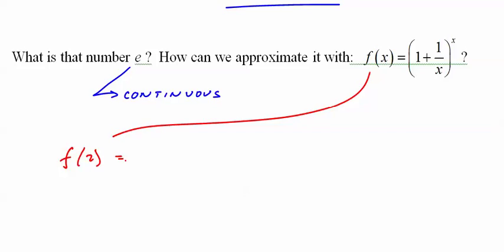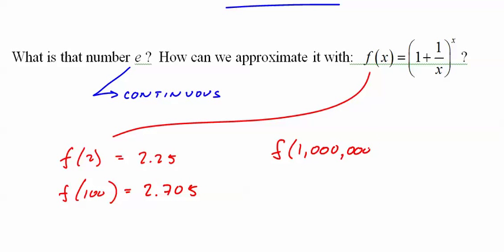The fun thing is that we can use a little formula here to calculate it. I put in 2, I get 2.25. If I put in 100, I get 2.705. If I put in 1,000,000, I get 2.71828. And for those who know what e is, that's pretty close. That's accurate to 5 decimal places.